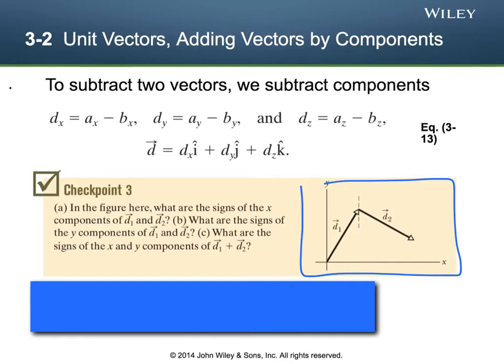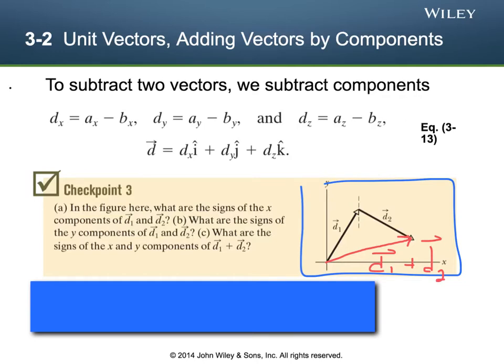So it may help to find the resulting vector, which you would need to draw here, the resulting vector, and so this is d1 plus d2. And so use that and answer those 3 questions. Pause the video for a second, write down your answers, and then push play to check. Okay, let's take a look.